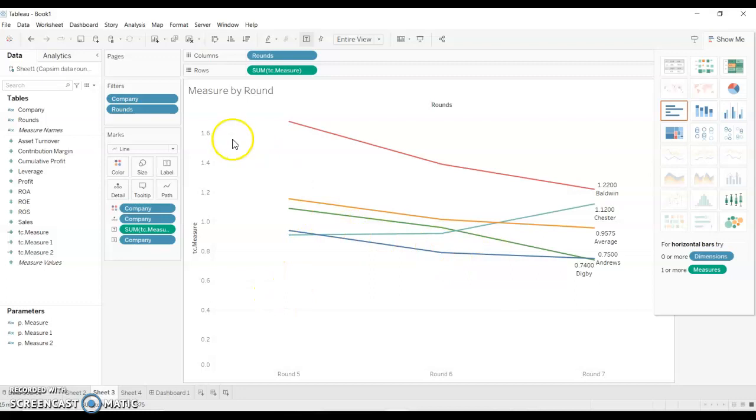Our next sheet shows our rounds shown by the measure, which shows Baldwin did have a fall through rounds 5 through 7. However, it was so far ahead of the other ones starting at round 5 that the other ones never had a chance to catch up. The only one that had a chance to catch up was Chester, which was the only one that was increasing. We can see this by showing the average falling down the whole time, right here. The average really takes a fall at round 6, where all the teams seem to take a fall as Digby kind of stalled out right there, and Andrews fell with Baldwin, while Chester did increase.